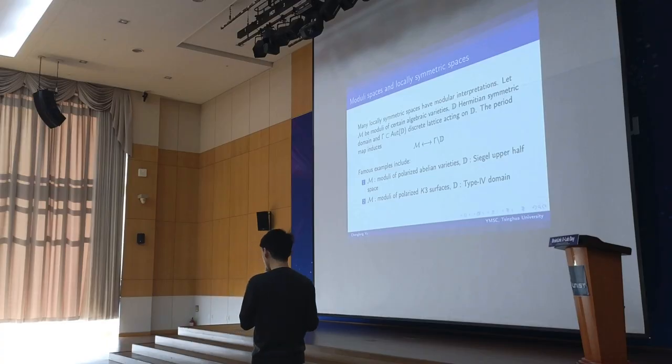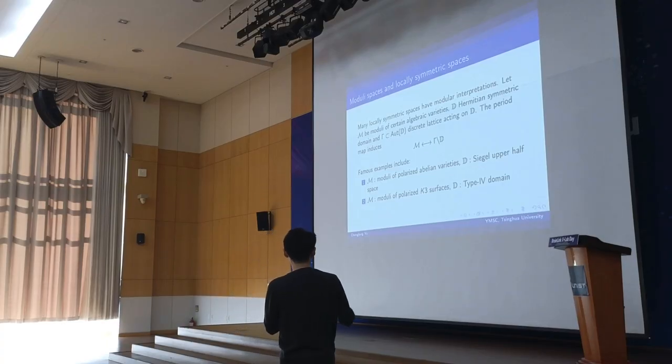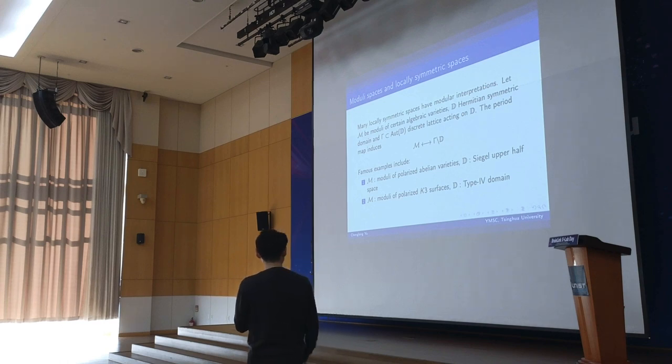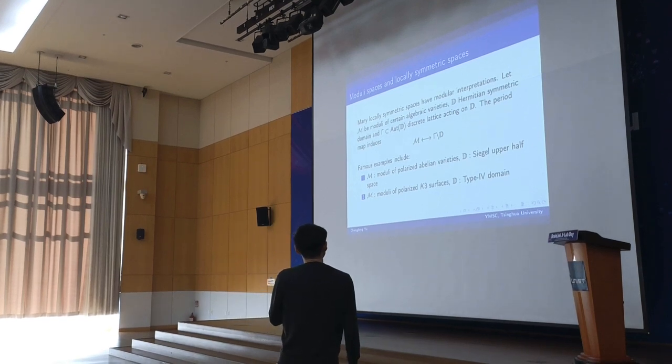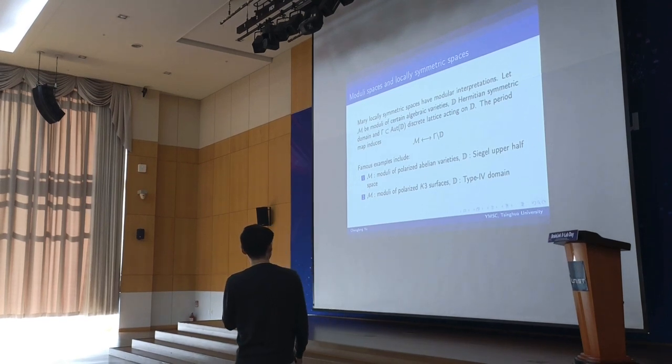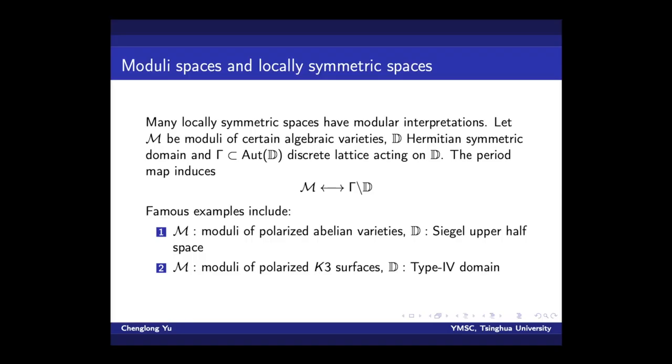There are some famous examples. The first one, used by number theorists a lot, is the moduli of polarized abelian varieties, and the corresponding Hermitian symmetric domain is just the Siegel upper half space. The next one is also my favorite: the moduli of polarized K3 surfaces, and the corresponding symmetric domain is just a type IV domain. In both cases, you will have an isomorphism between both sides.